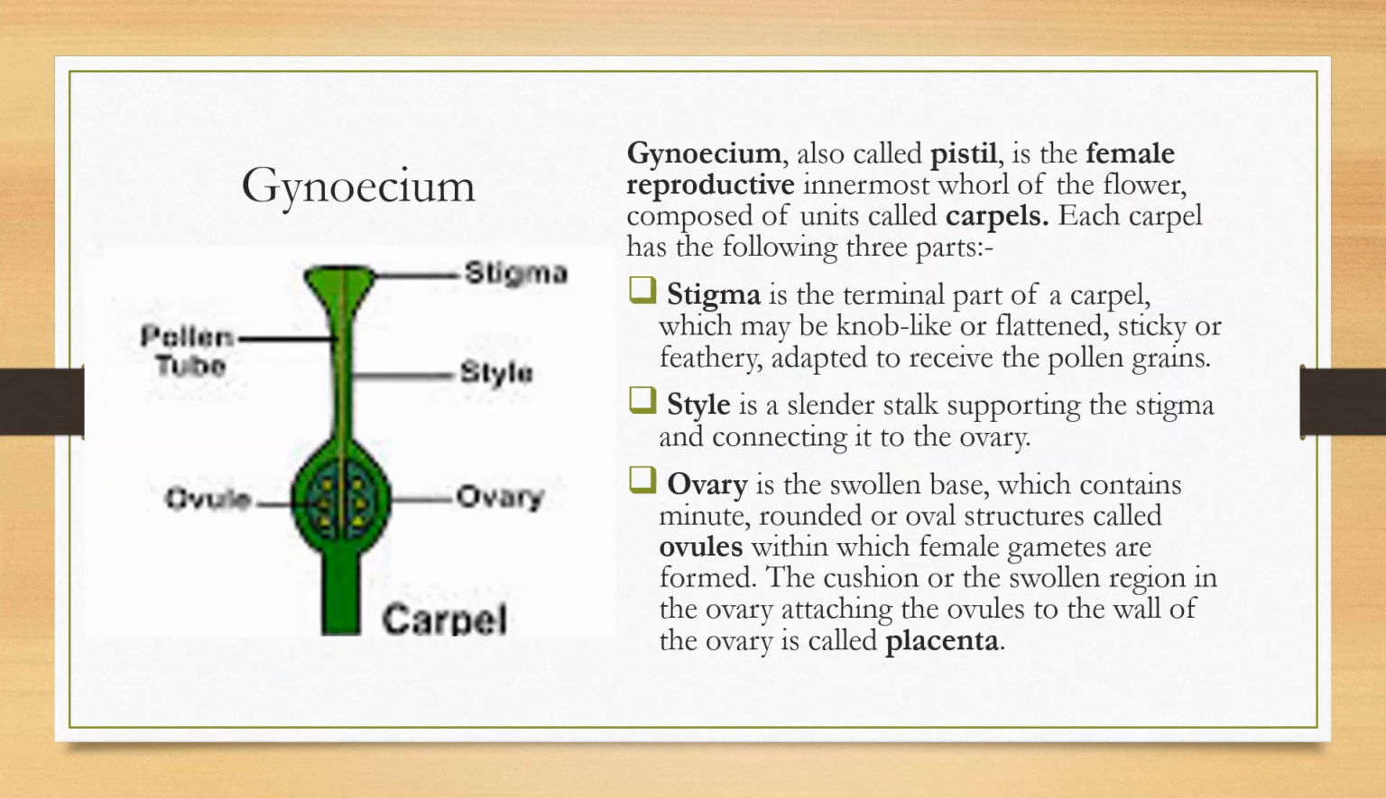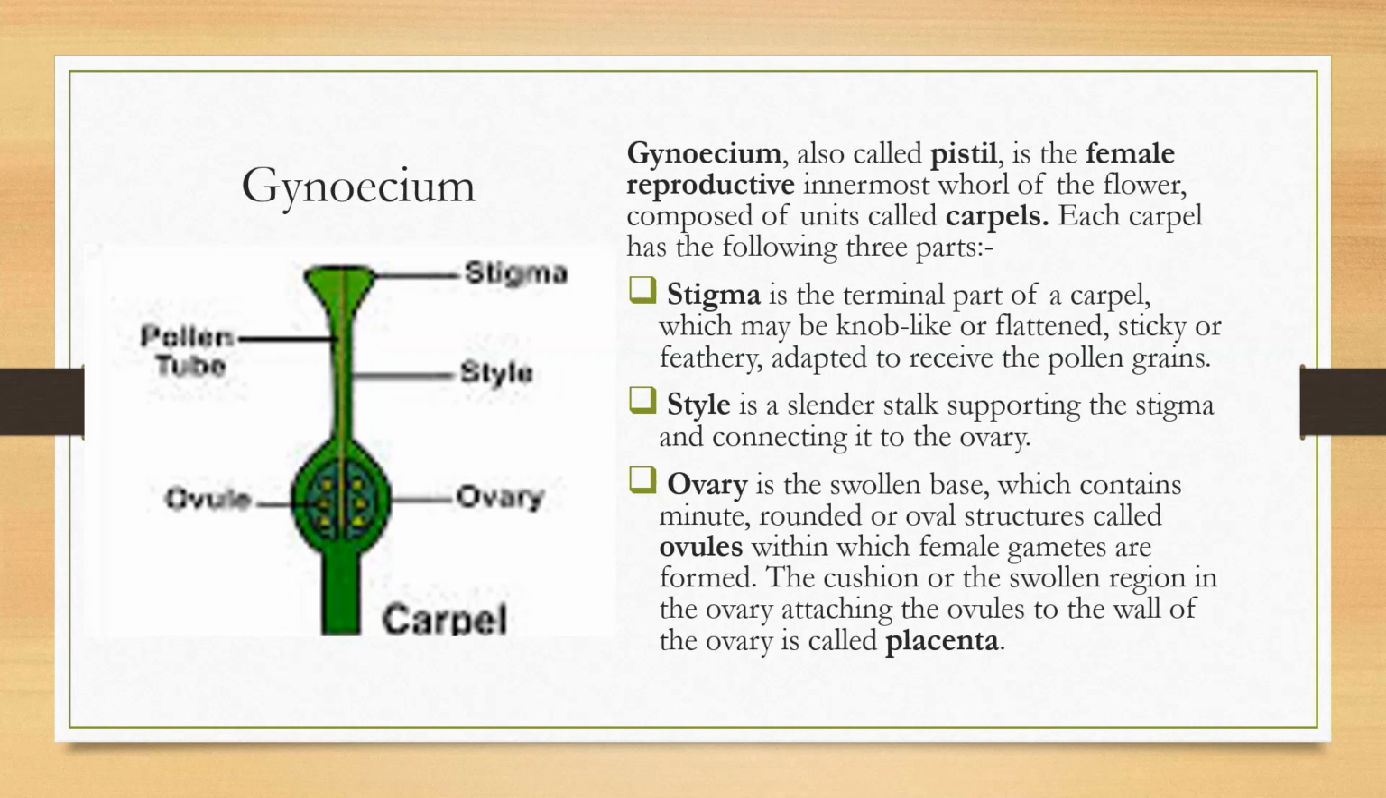Then the female reproductive part of the flower, that is gynoecium. Gynoecium is also called pistil. That is the female reproductive part and also the innermost whorl of the flower. It is composed of units called carpels. Each carpel has the following three parts.